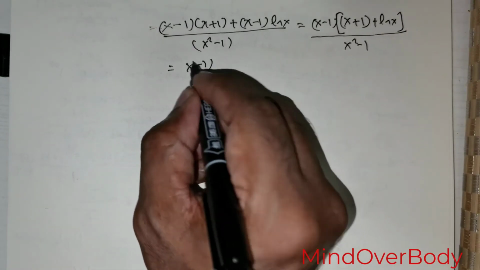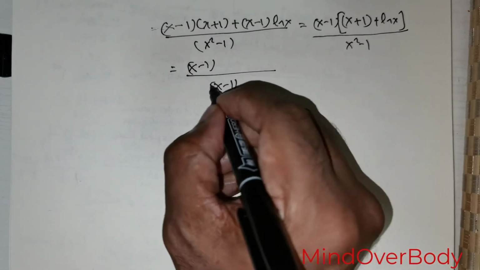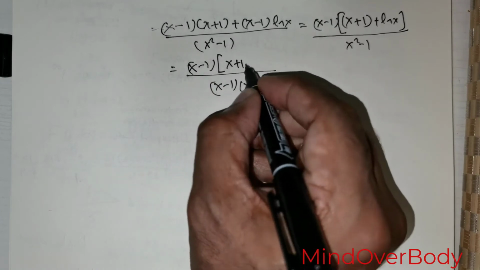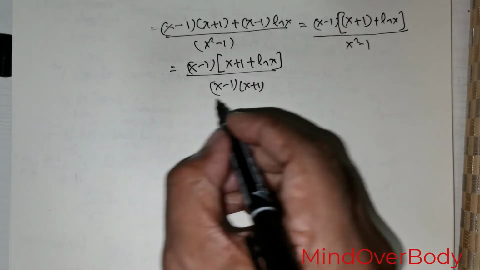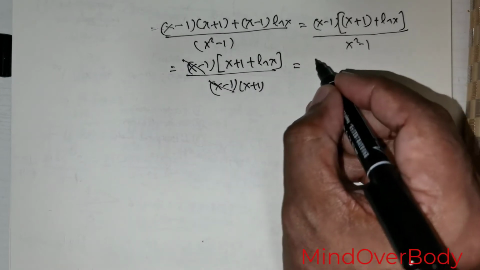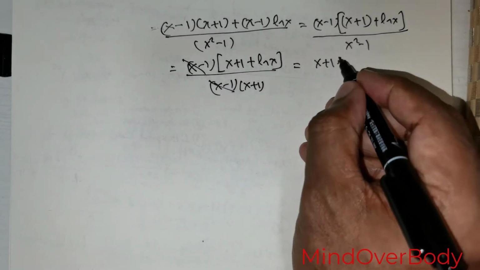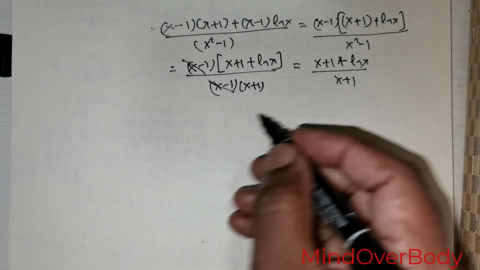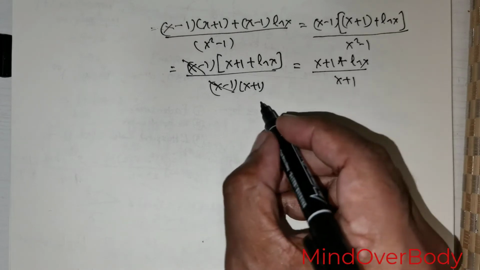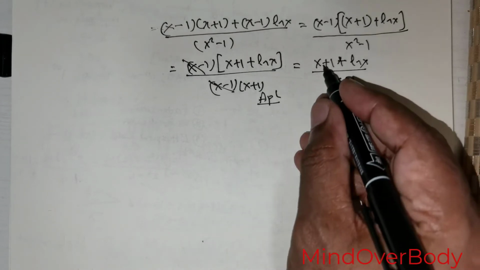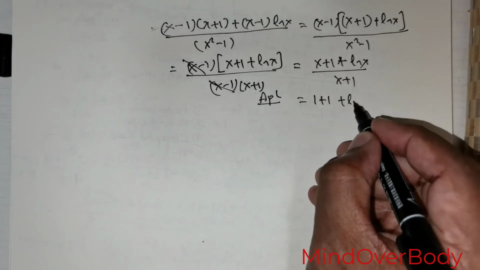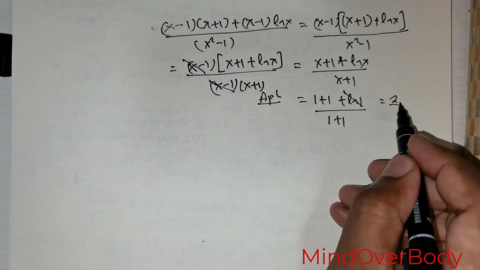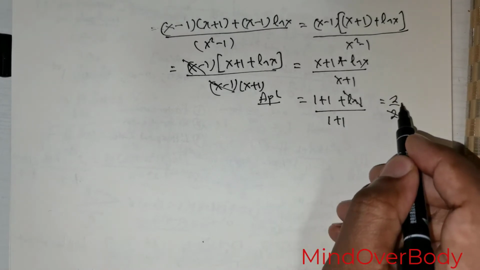Now I'm going to rewrite the denominator x squared minus 1 as x minus 1 times x plus 1. Of course in the numerator I got x minus 1 times x plus 1 plus ln x. Now x minus 1 can be cancelled, giving me x plus 1 plus ln x divided by x plus 1. Now I can apply my limits. In place of x I substitute 1. So this is ln 1 divided by 1 plus 1. Ln 1 is 0, 1 plus 1 is 2, and in the denominator I got 2. So 2 divided by 2 is 1.